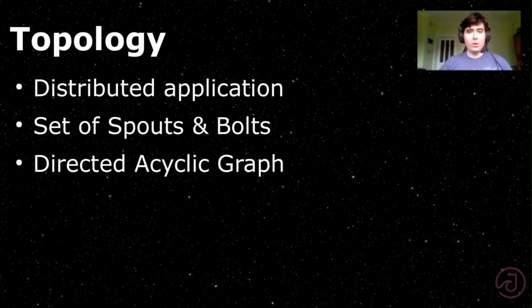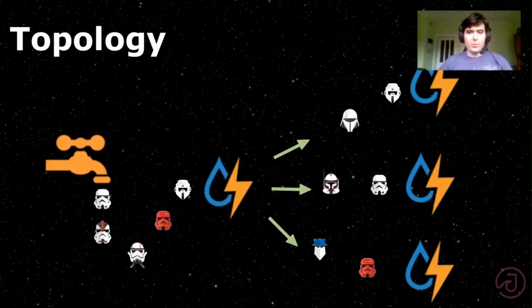Okay, we call our distributed application in the Storm world a topology. And topologies are sets of spouts and bolts, and formally speaking, they are directed acyclic graphs. The topology that I will build will look like this. We'll have the spout that produces stormtroopers. We've got a bolt that dispatches stormtroopers to 3 different streams. And we will have 3 training mission bolts, like 3 planets for training missions.